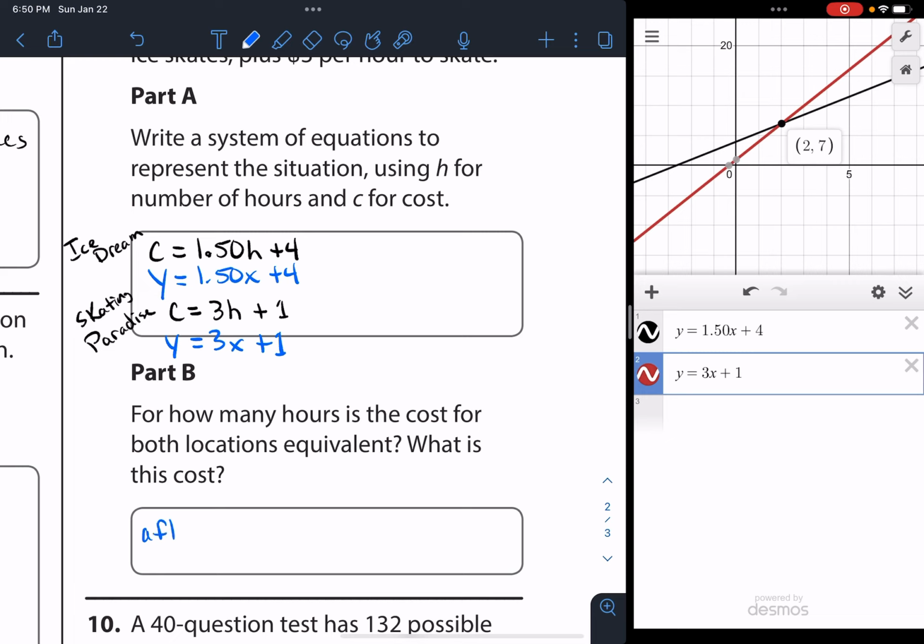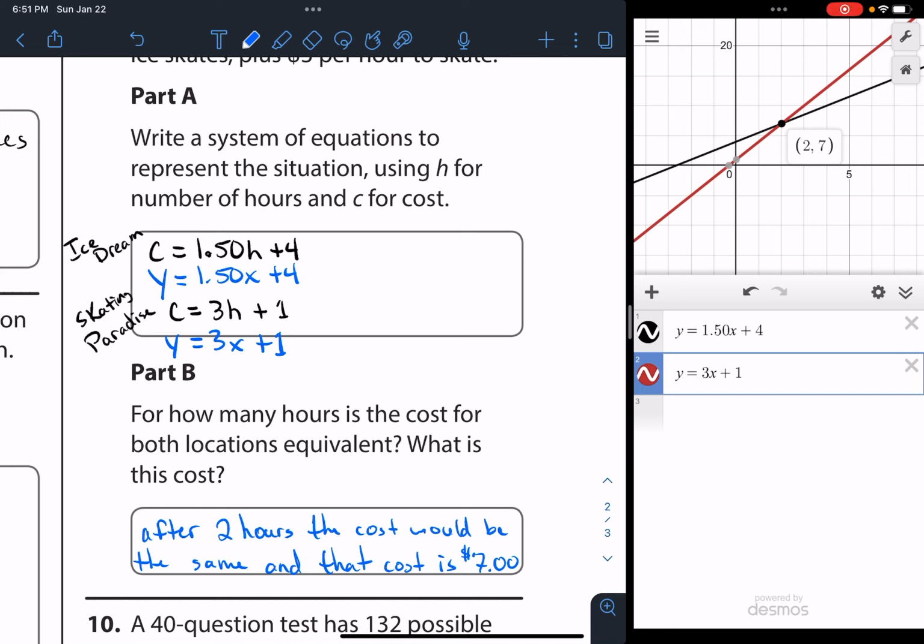After 2 hours, the cost would be the same. And that cost is $7. I got that information from the intersection of the red and black lines on the Desmos graphing calculator where I graphed it. And then at that intersection, that was the answer.